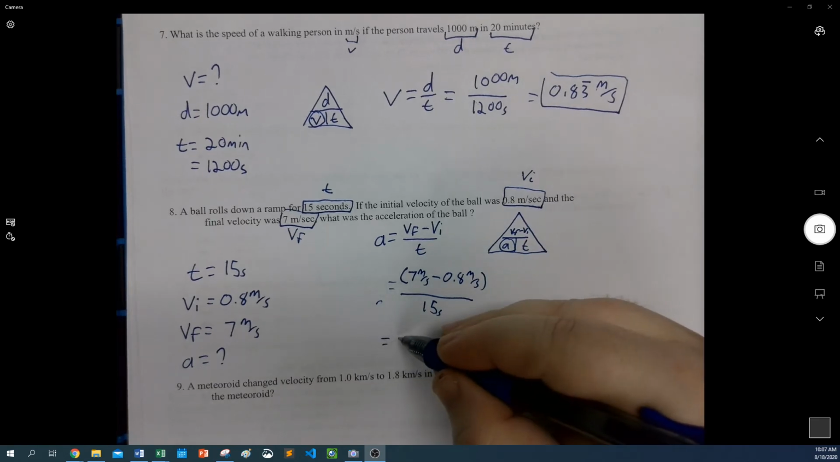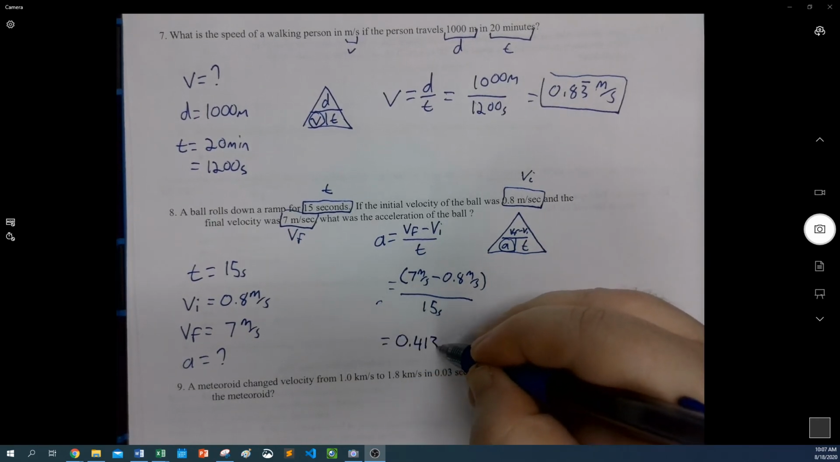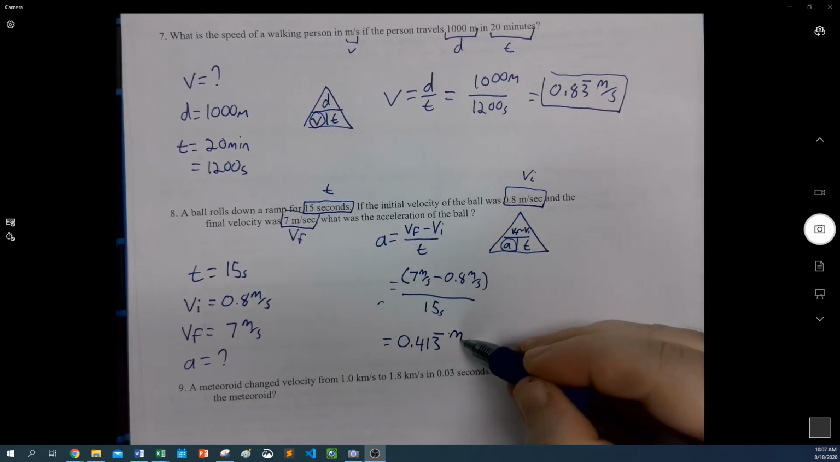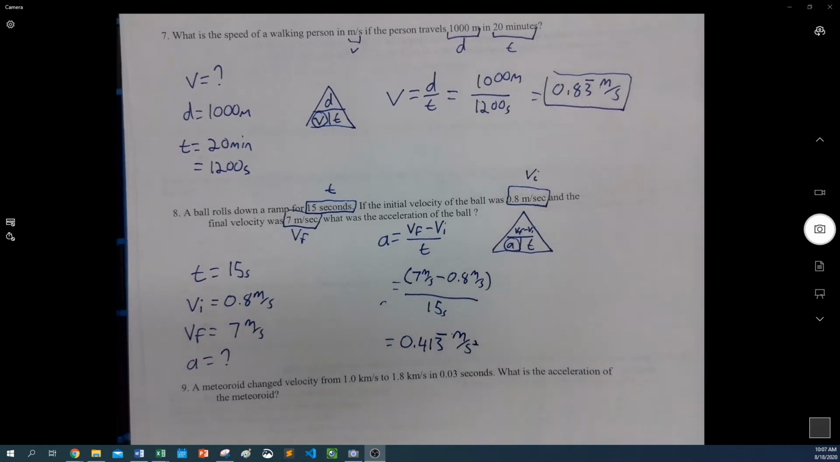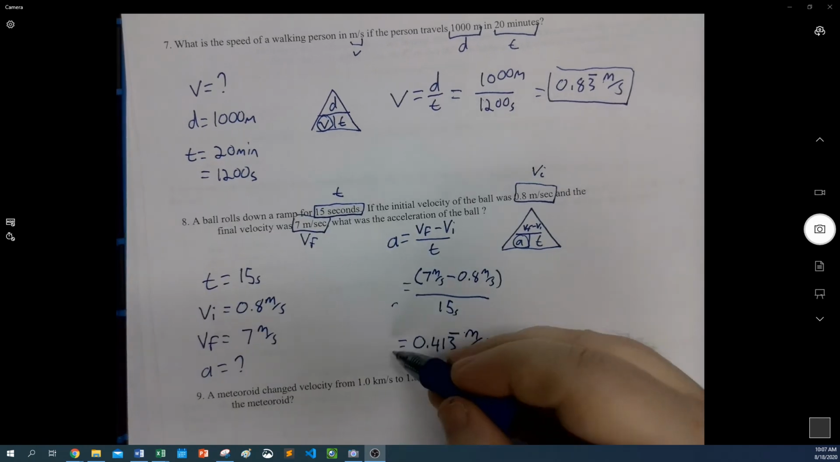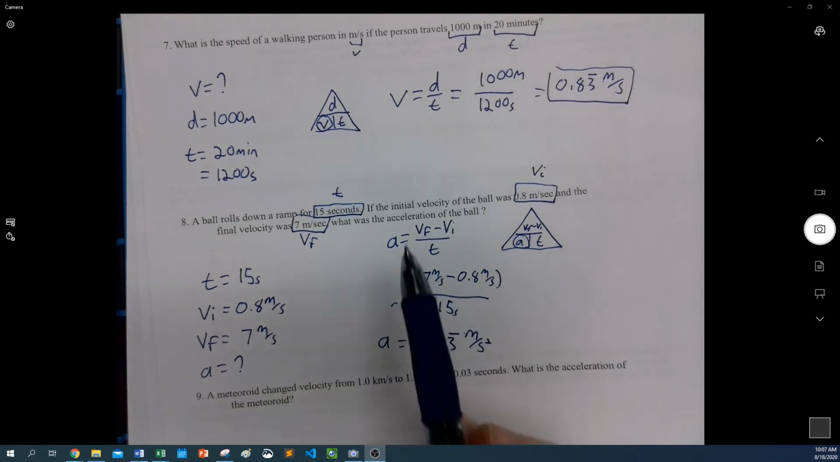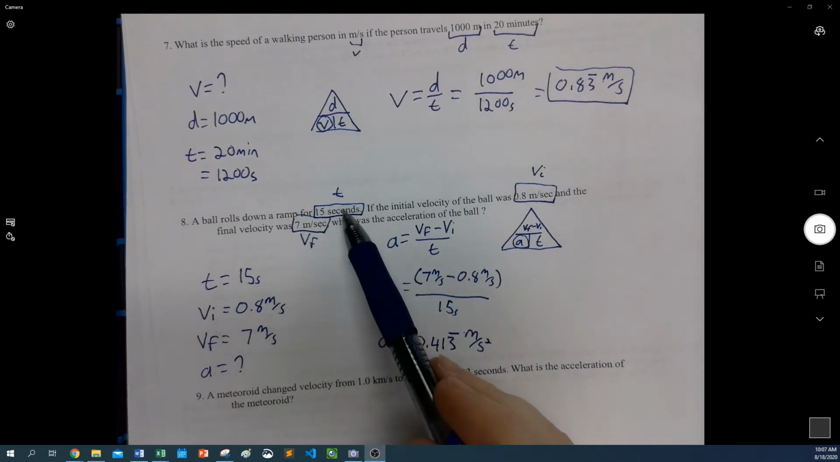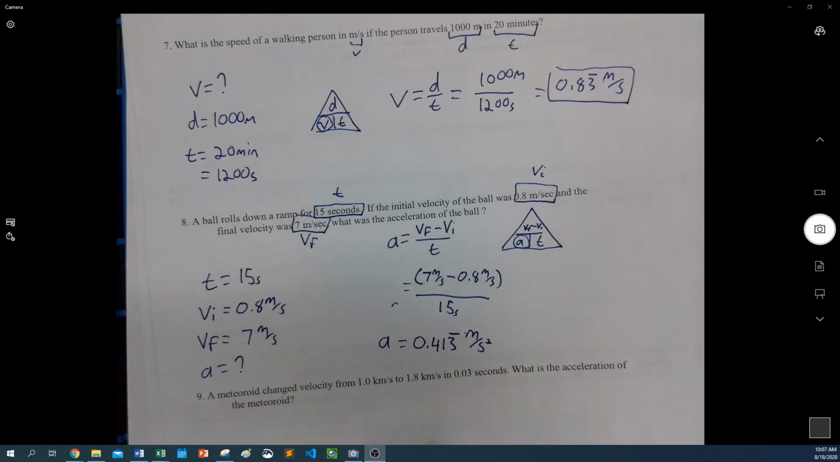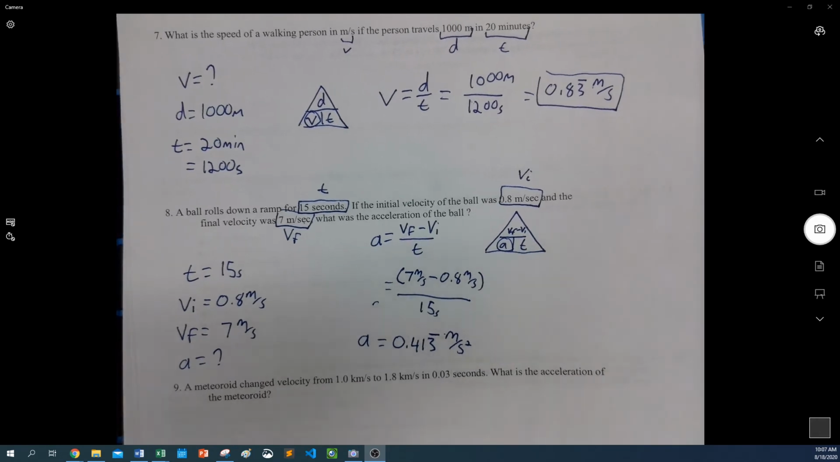And that gives you 0.413, repeating. And our units would be in meters per second squared. I take 1 point off for every wrong or missing unit. So make sure you always put the correct units. Acceleration is going to be meters per second per second, or meters per second squared. Now try number 9 by yourself.